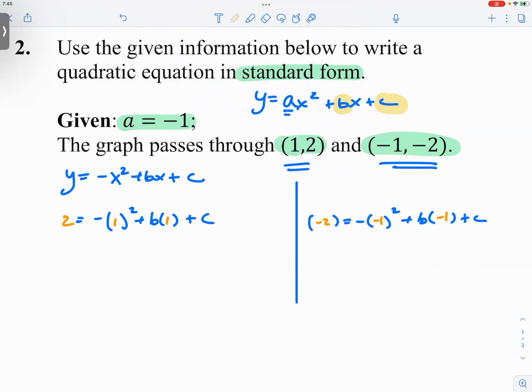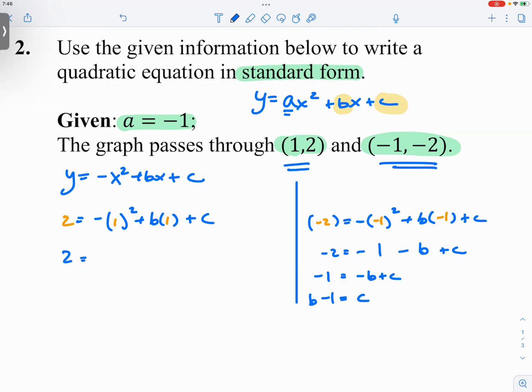Okay, and so we have -2. What's -1 squared? +1. So you still have a negative in front of it because that negative is the original negative in front of the x squared. Minus b plus c. So you combine like terms on both sides. So -b plus c. So let's go ahead and get c by itself. All right. So we have c by itself here, which is nice.